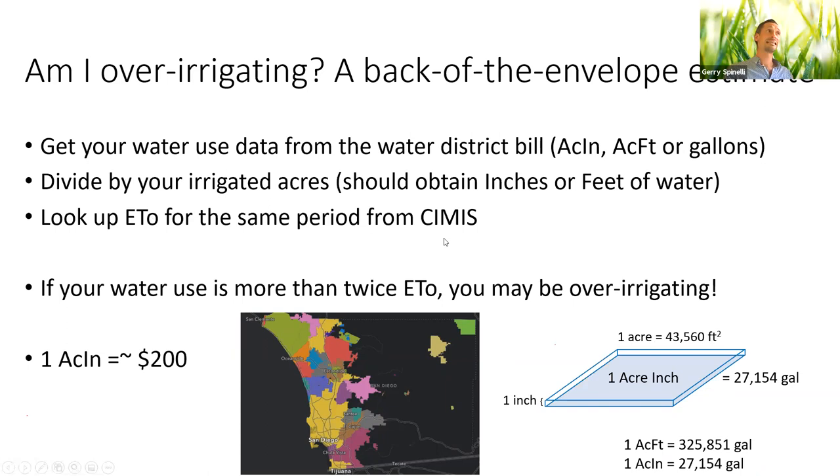Then you look up from CIMIS how much evapotranspiration was for that period. And if your water use was more than 2.5 ETO, you may have a good reason to call Gerry, because probably you're over-irrigating. Probably your irrigator is running the pump more than they should. And again, the cost of water is variable, but more or less 1 acre inch is $200. So there's big bucks to be saved. And at the end of the presentation, I will give you this bank account where you can wire 15% of all the money that you have saved, thanks to participating in this presentation, and you're welcome.